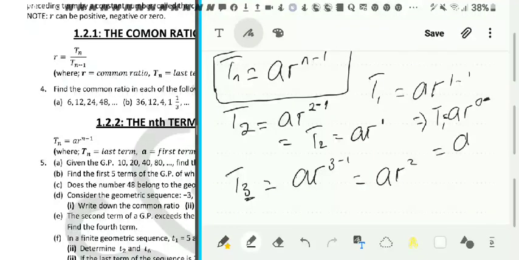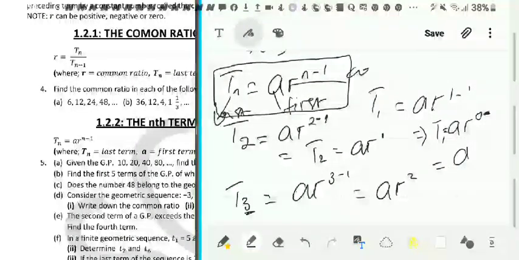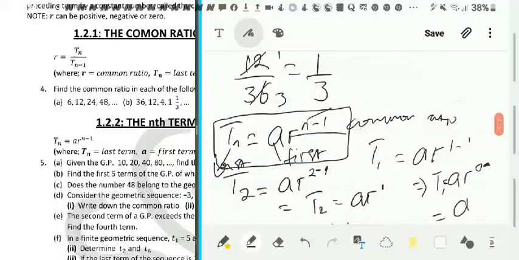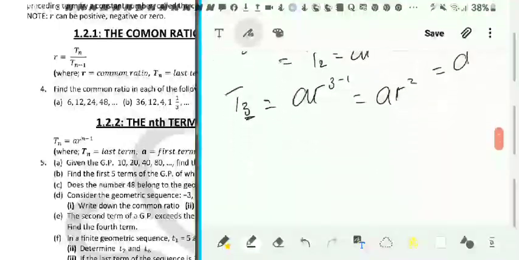Okay, in this progression, the definitions are already there. Tn is the last term. This is the first term. a is the first term. And then r is the common ratio. And the n is the number of terms that we're interested in. So I think that's that for that.